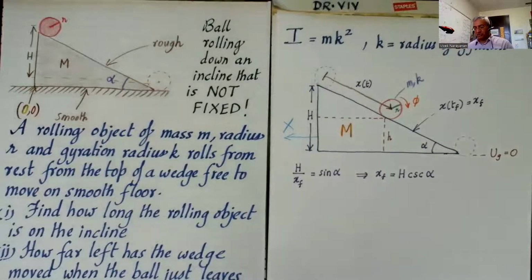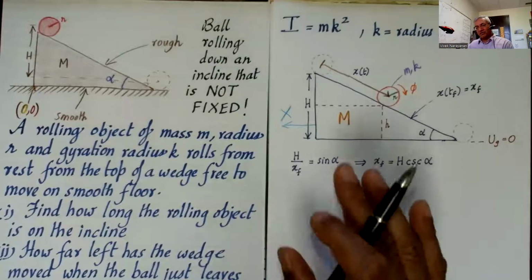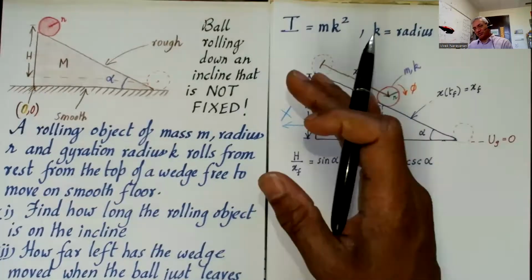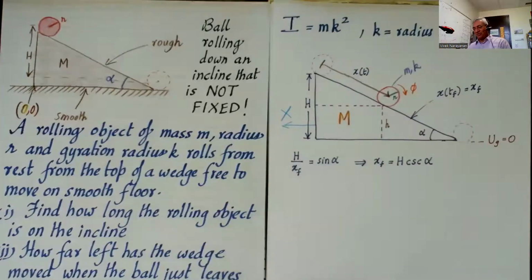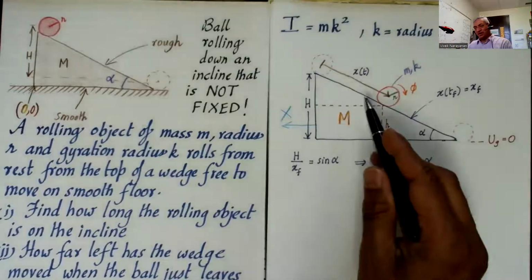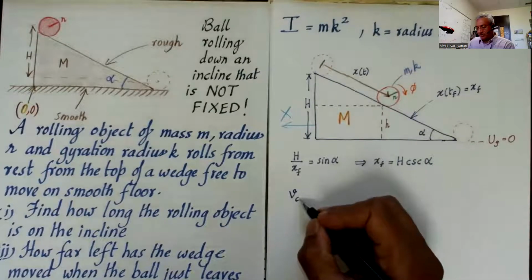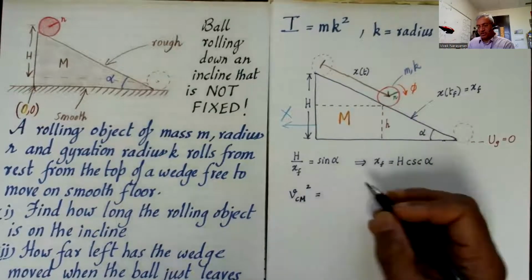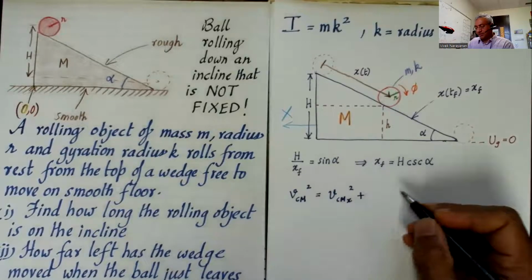by the Lagrangian method. So the first thing we have to do is understand that when this ball starts rolling, the wedge is moving to the left. So you have to use the concept of relative velocity. In other words, the center of mass is not just given by x dot. It's more complicated. So the velocity of the center of mass has got two components. It's got the x component and the y component.